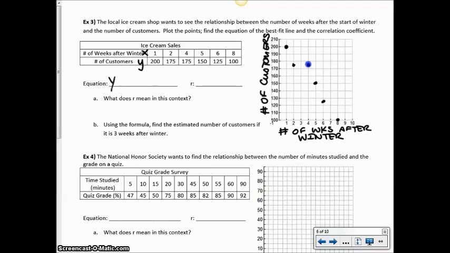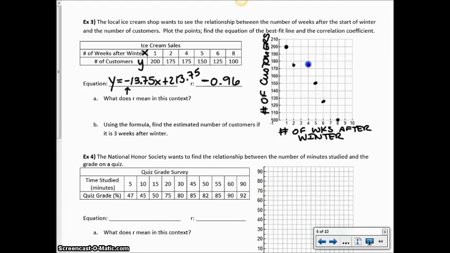All right, the equation you should have gotten was y equals negative 13.75x plus 213.75. Notice that it's a negative slope. Should it be a negative slope? Yes, because it looks like it's going down. And then my correlation coefficient was a negative 0.96. So that also tells me that it's a negative correlation.